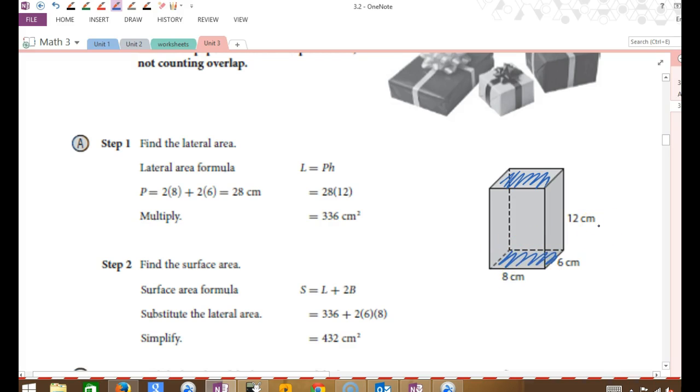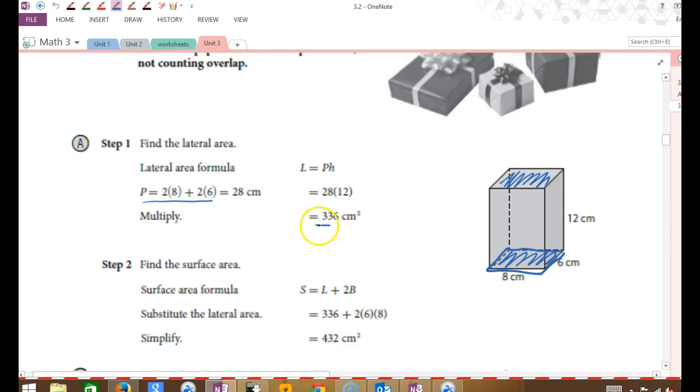The first thing they do to find the lateral area is they find the perimeter. Do you see what their equation was? They did 2 times 8 because there are two sides that are the length of 8, plus 2 times 6, which two sides are the length of 6. If you add that together, you get a perimeter of 28. Once you have the perimeter, you multiply by the height. So 28 times 12 is 336. That's your lateral area.